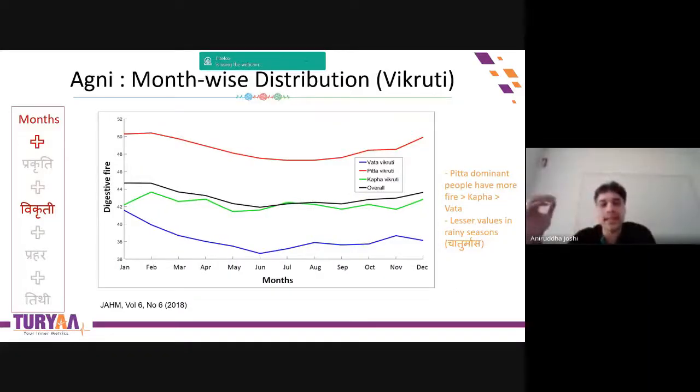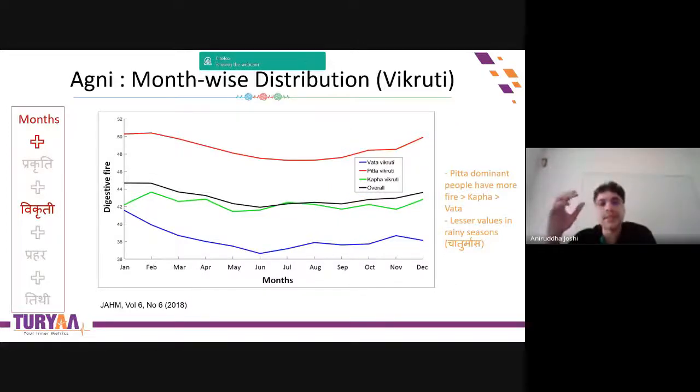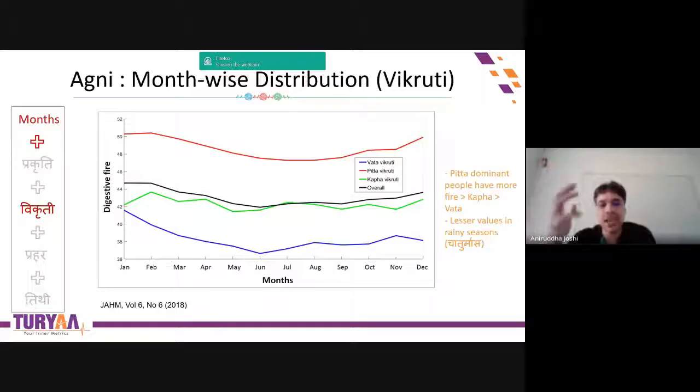You can observe that typically Pitta people have higher digestive fire as compared to Kapha and Vata. We have seen this in our family itself. Some people have good digestion, some people have better digestion, some people have bad digestion. When the fire is higher, it results in hypertension, acidity and so on. When your digestion is low, it results in either bloating or constipation and so on. Different people have different tendencies, and those tendencies change over months.